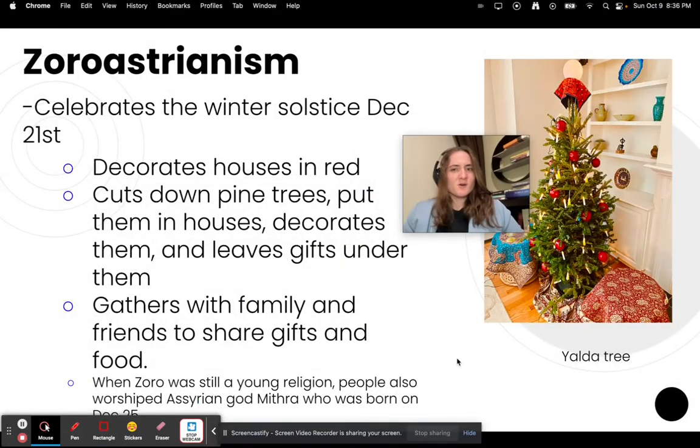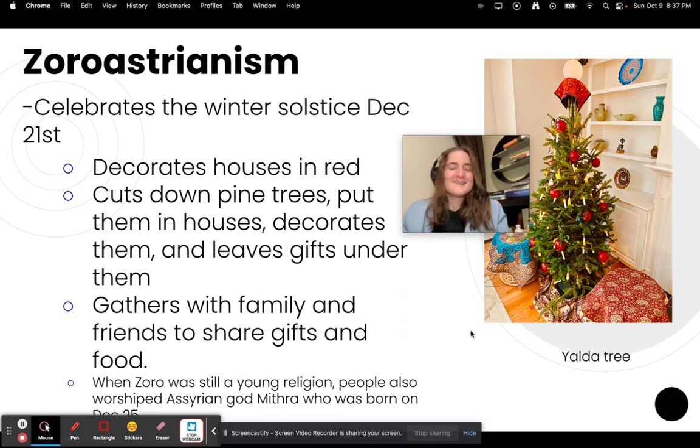So a little bit more about Zoroastrianism. One of their big holidays is on the winter solstice, which is December 21st. What they do is decorate their houses in the color red. Yes, this is all the way back from ancient times, since the Persian times. Another really awesome, unique thing that they do is they cut down pine trees and put them into houses. Then they decorate them mostly with red things, and they leave gifts under the tree. They also gather with family and friends to share gifts and food.